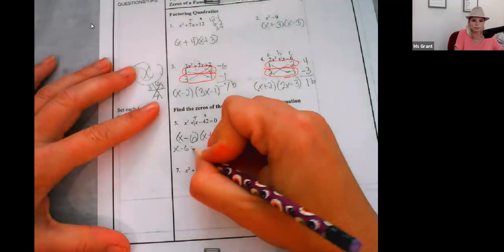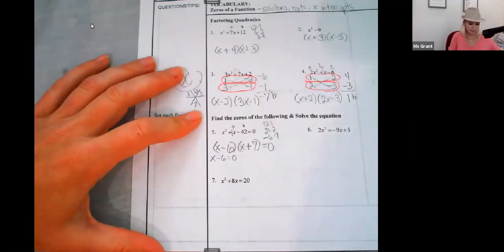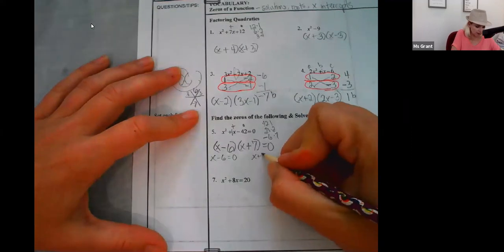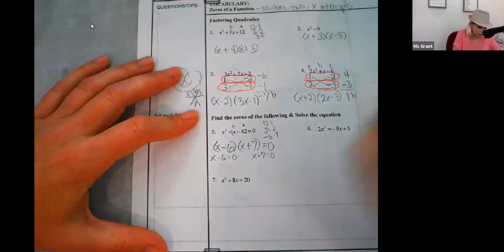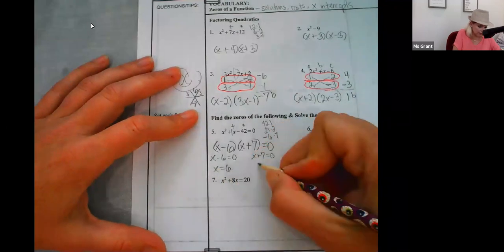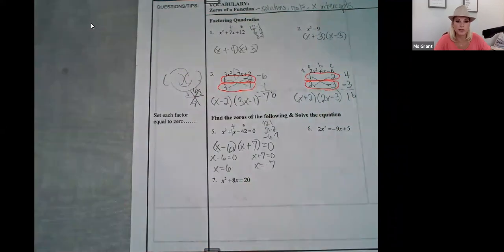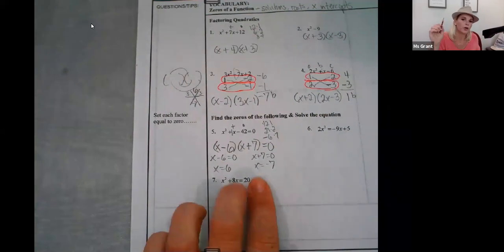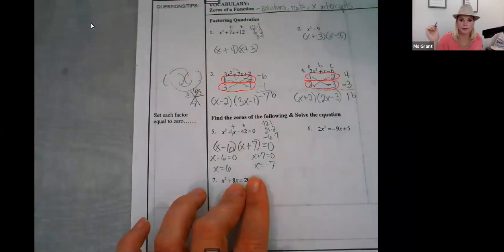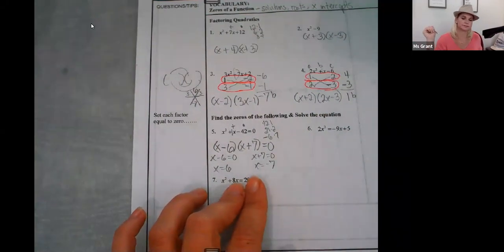Solve each one for x. x minus 6 equals 0. x plus 7 equals 0. x equals 6. x equals negative 7. I solved. Those are my two solutions. Those are going to be my two x-intercepts. These are my two roots. These are my two zeros. These are my two solutions.